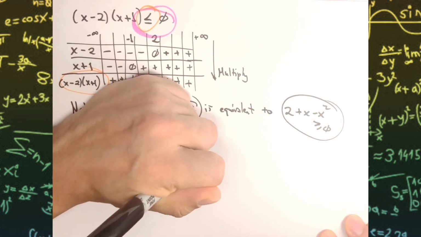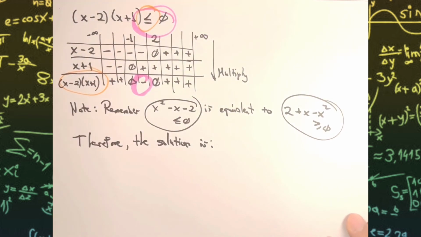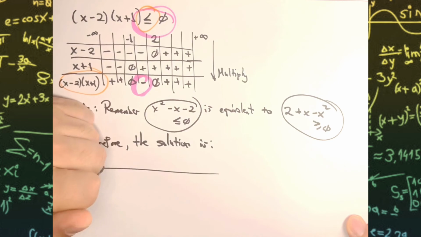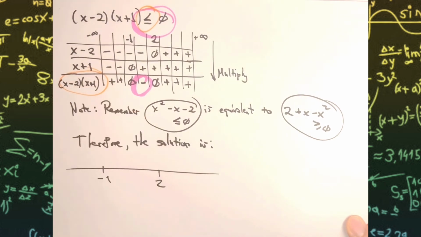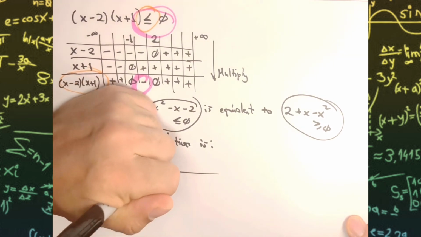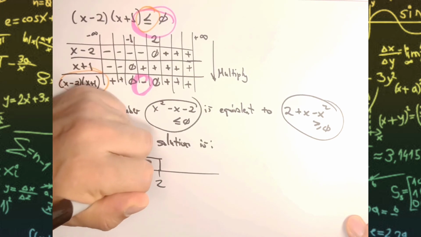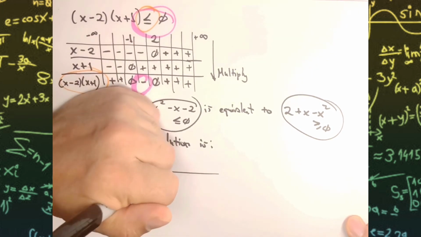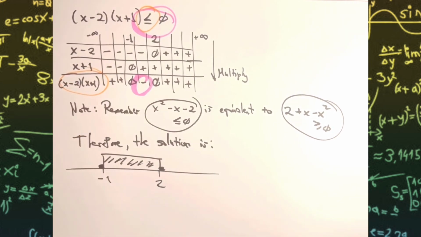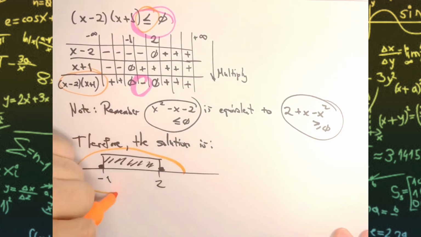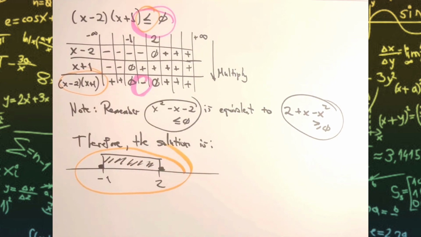Therefore, let's make a note on it. The solution to the problem is the interval contained between minus 1 and 2, including both numbers because it's less than or equal. Okay? That is our solution to the problem. That is the domain of the function.